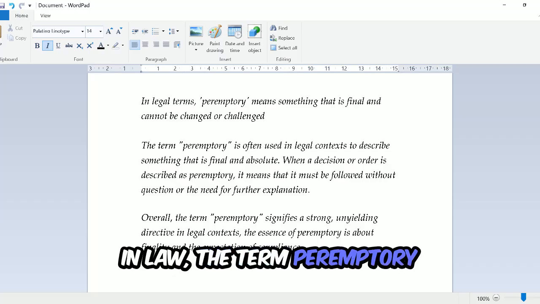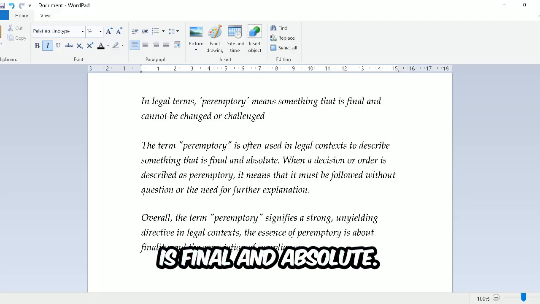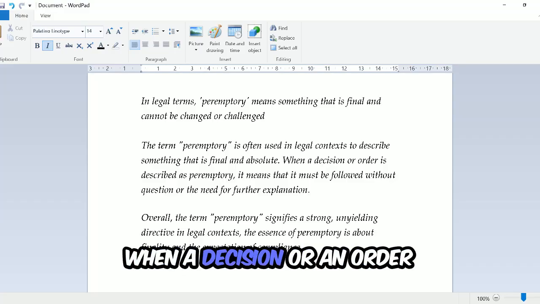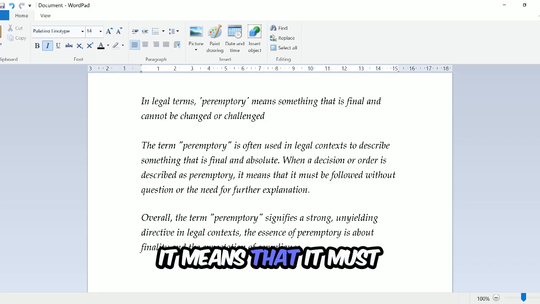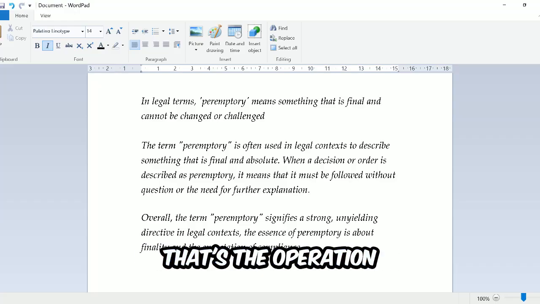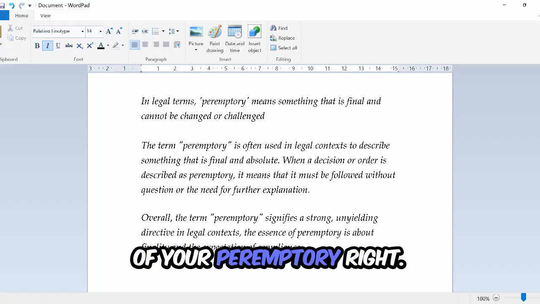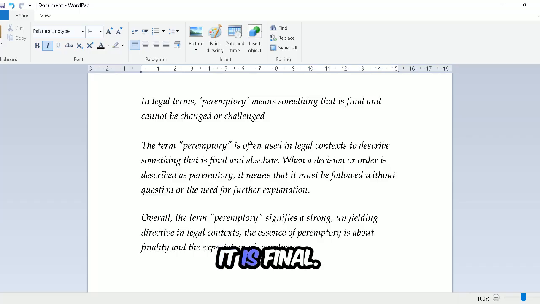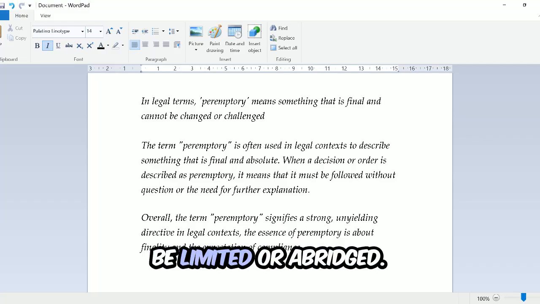The term peremptory is often used in legal context to describe something that is final and absolute. When a decision or an order is described as peremptory, it means that it must be followed without question or the need for further explanation. That's the operation of your fundamental right. That's the operation of your absolute right. That's the operation of your peremptory right. It is final. They belong to men and women, and they cannot be limited or abridged.